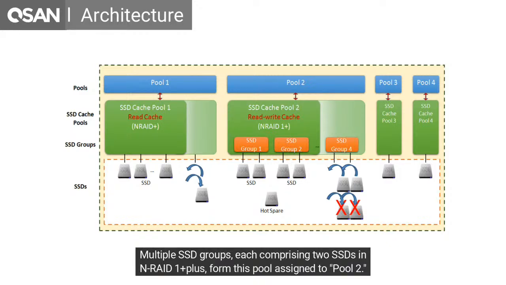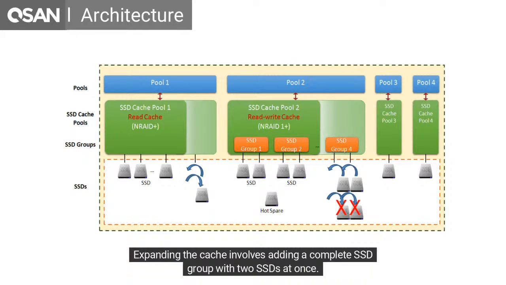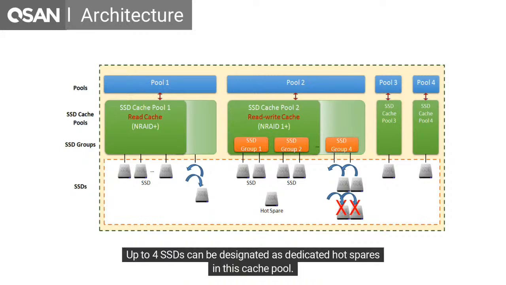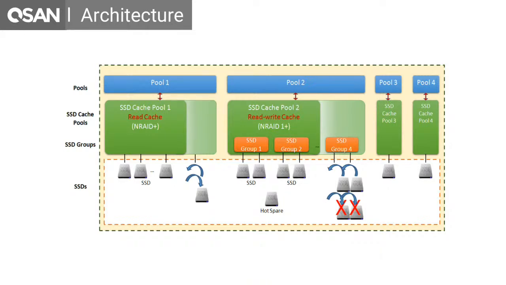For SSD read-write cache, take SSD cache pool 2 as an example. Multiple SSD groups, each comprising 2 SSDs, in nRAID 1+, form this pool assigned to pool 2. Expanding the cache involves adding a complete SSD group with 2 SSDs at once. Up to 4 SSDs can be designated as dedicated hot spares in this cache pool.